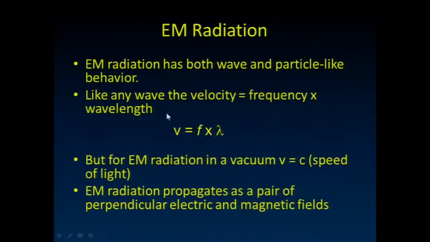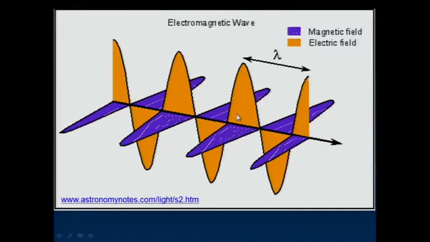Like any wave, the velocity of electromagnetic radiation is equal to its frequency times its wavelength. But for electromagnetic radiation, that velocity is constant. It's the speed of light in a vacuum. And it propagates as a pair of electric and magnetic fields. And that's only important for us.